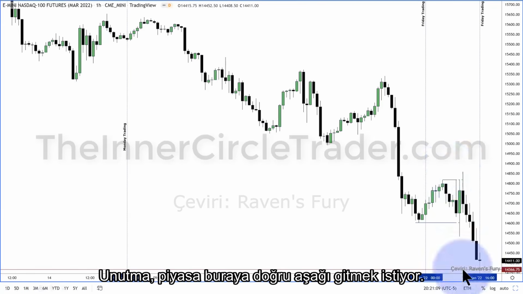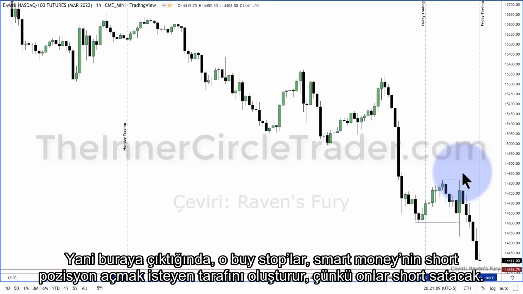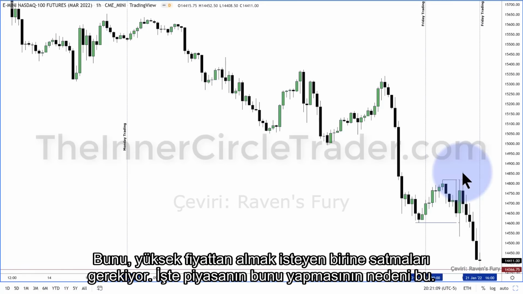Remember, the market wants to go down here. So when it drives up to here, those buy stops are the counterparty, or the other side, of a smart money trader that's wanting to go short, because they're going to sell short. They've got to sell it to somebody who wants to buy at a high price. That's why the market does this.